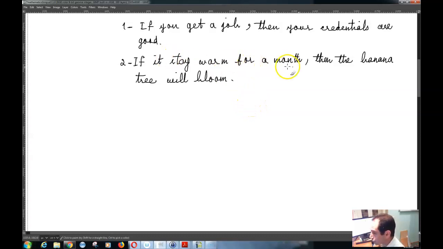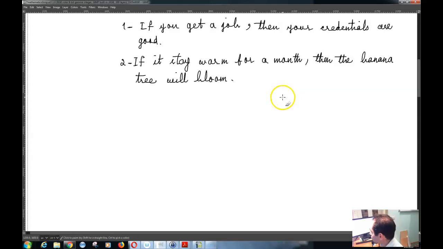If it stays warm for a month, if the banana tree stays warm for a month, then it will bloom. What they have written, of course, the sentence is not wrong. What they have written in a slightly different way, as far as writing the sentence in if-then form, our answer is not wrong. Meaning logically it is not wrong, although they have written it in a slightly different way, which is not a problem.